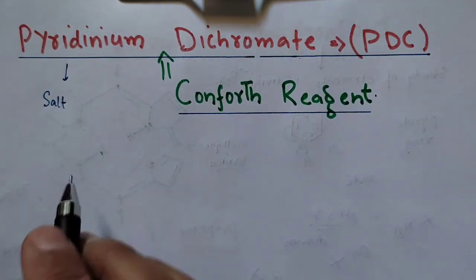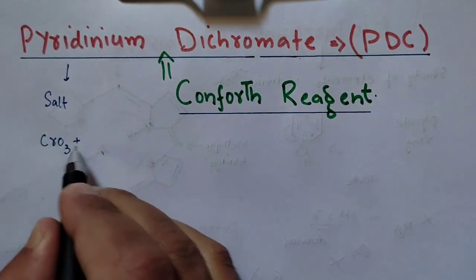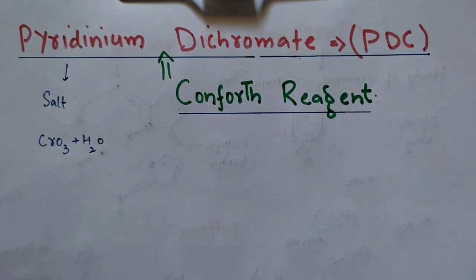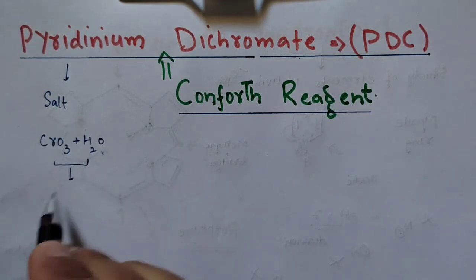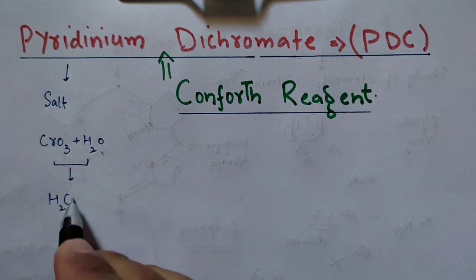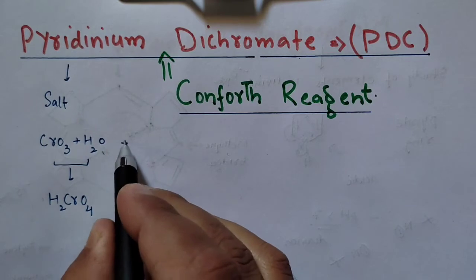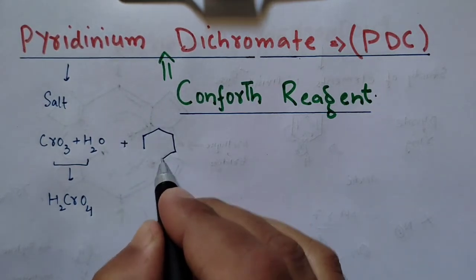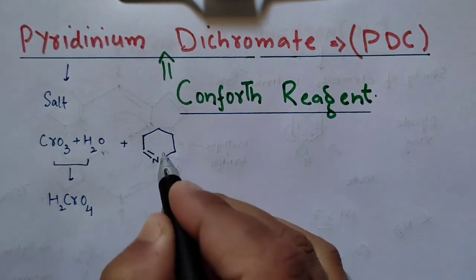How is that prepared? So you can prepare chromic acid by this process, chromium trioxide with water. So that will give you the chromic acid, ठीक है, which is your H2CrO4. And then this chromic acid, when it's treated with base like pyridine, this is your pyridine structure.